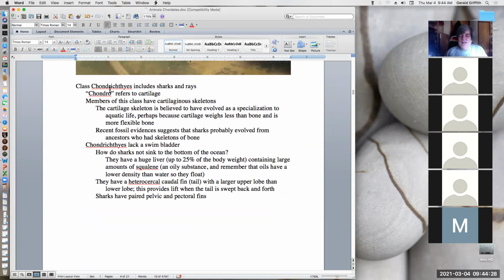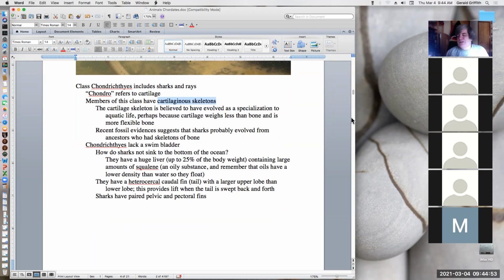Now let's look at the class Chondrichthyes. This chondra at the beginning means cartilage. Ichthyes just means fish. So remember what I said, this includes the sharks and the rays. And when we look at these organisms, they have a skeleton made of cartilage.